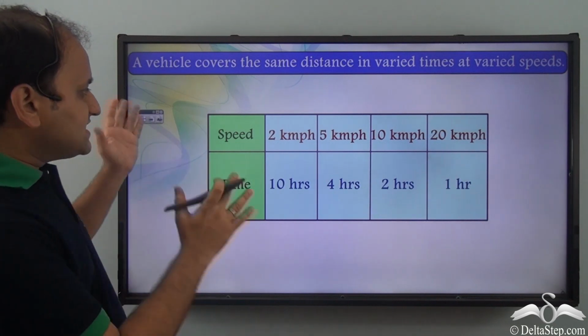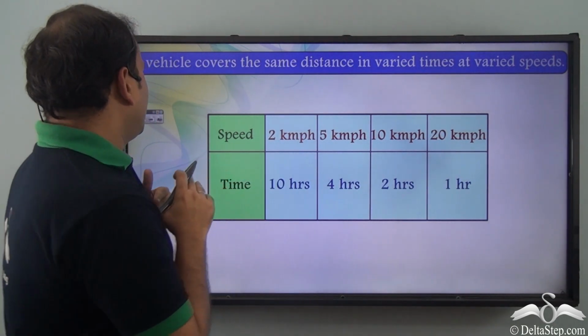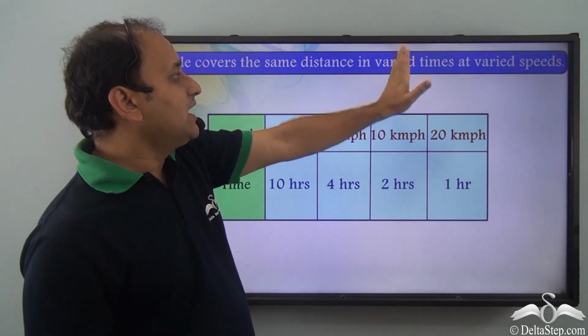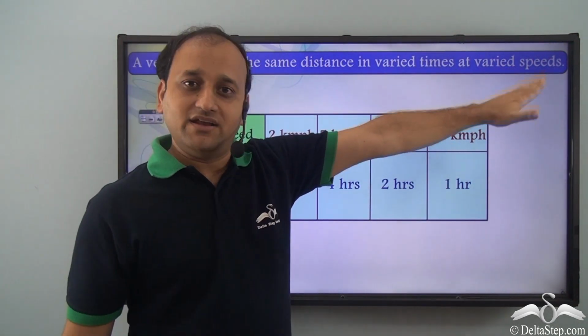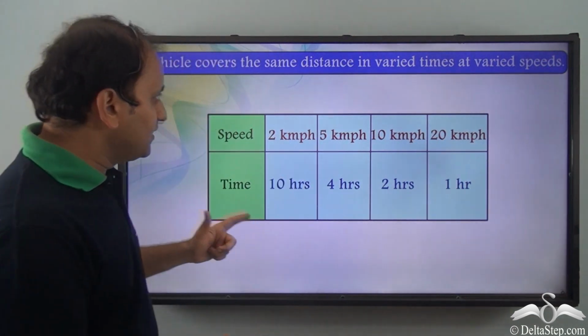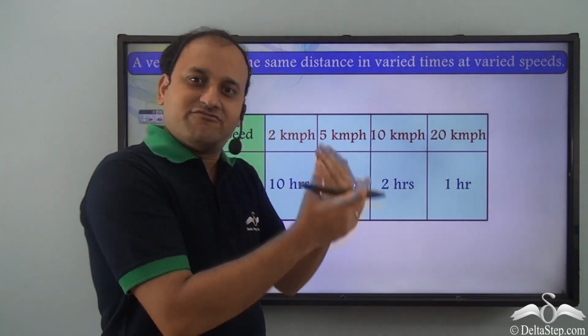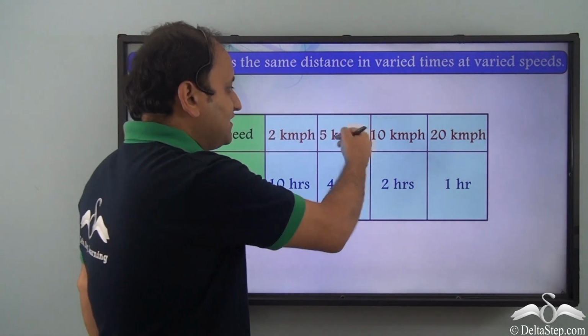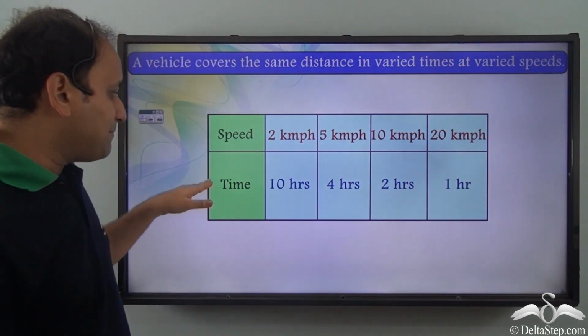Now, let's see another example. Here we see that a vehicle covers the same distance in varied times at varied speeds. So here what is fixed? Distance is fixed. Now if the distance is fixed and we have increasing speeds, then what happens to the time taken?